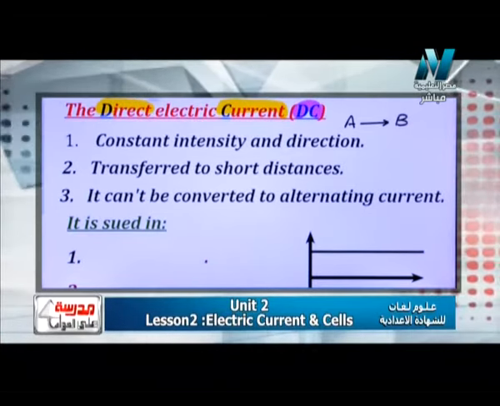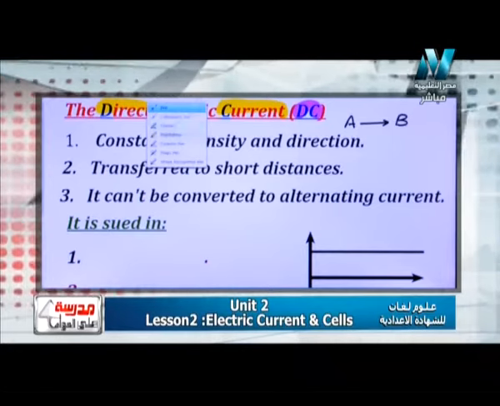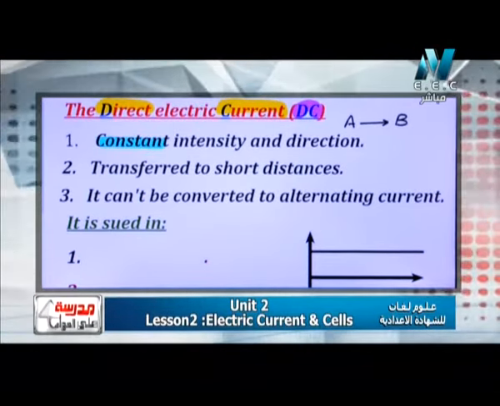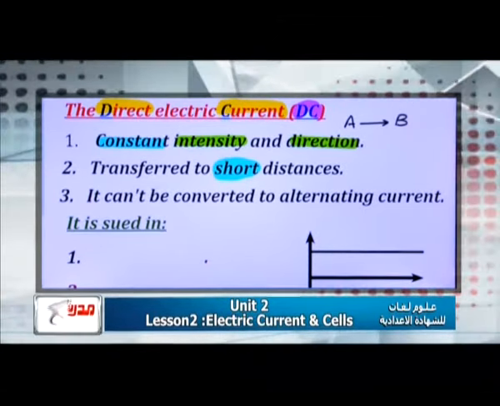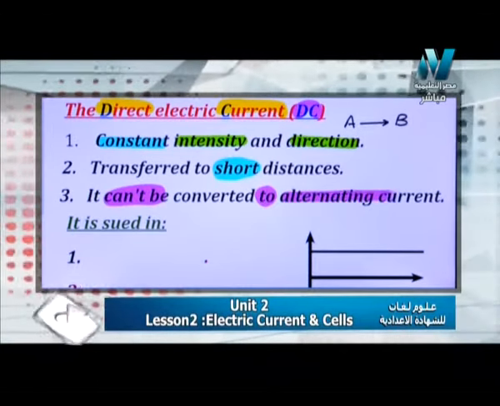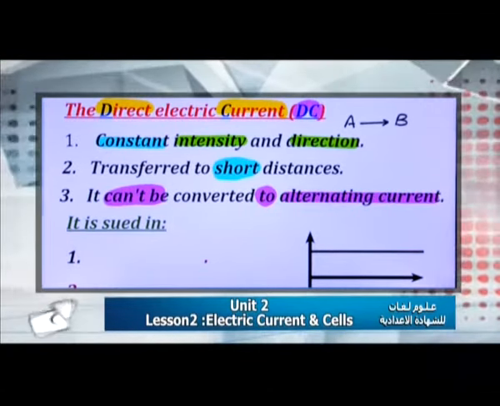Here we have three main points, dear students. Number one, constant intensity and direction. Number two, transferred to short distances, not long distances. And number three, it can't be converted to alternating current. We can't change direct current to alternating current.